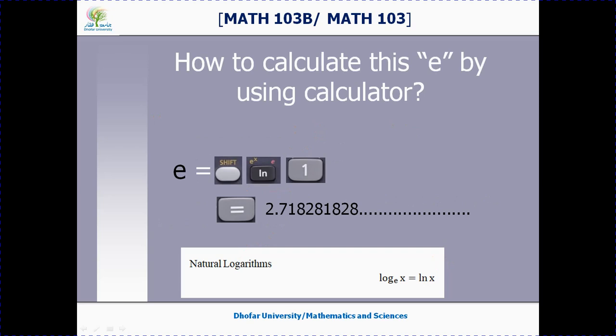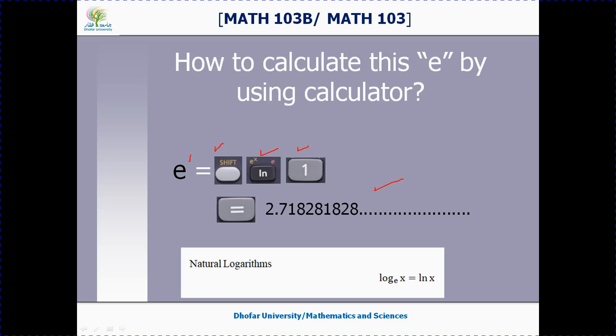Now, how can I calculate e? By using the calculator. It's very simple. If you want to find out how much e is, then on your calculator, first of all press Shift, then press this ln button. As you see, there is ln, and above this button there is e to the power x, just to explain that the base of this logarithm is the number e. So Shift ln, then 1. This gives you e to the power 1, and then press equals, and you will have the value of the exponential.